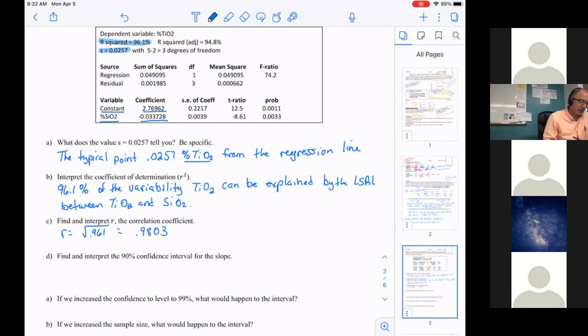0.98031. Now here's why this example is in here. If I go back up, my slope is negative. Because R shows me strength and direction, I had to remember that the negative sign is also going to play into my R value. So that R value is negative 0.98. So the relationship between TiO2 and SiO2 is negative and strong.